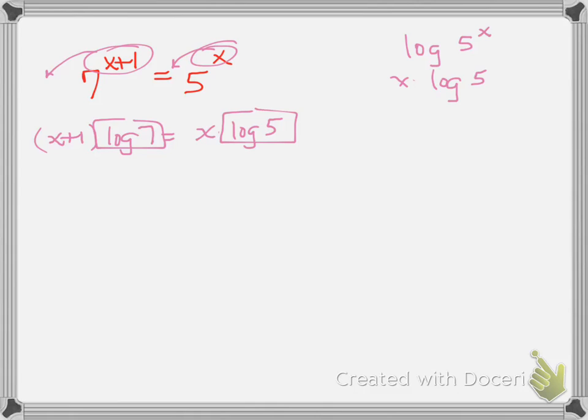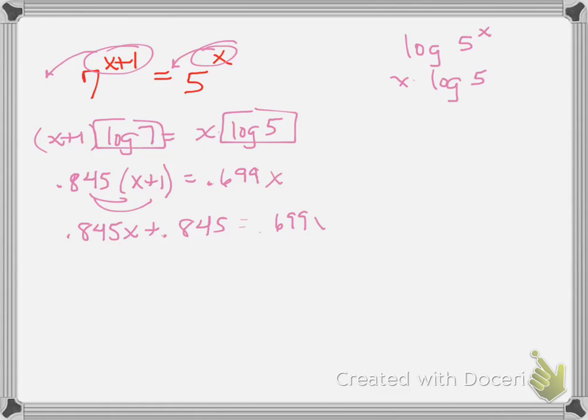Okay, so log 7 is about 0.845. And then, of course, I'll be distributing that times x plus 1. And that is equal to log 5 times x. So log 5 is about 0.699, and that's times x. So now at this point, you treat it like you would any other problem. 0.845x plus 0.845 equals 0.699x. Bring all the x's to one side.